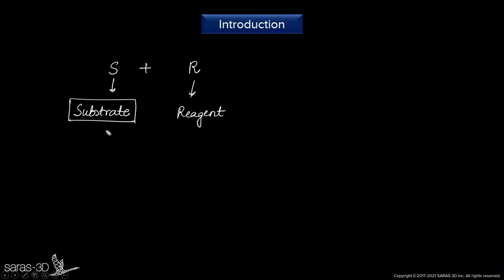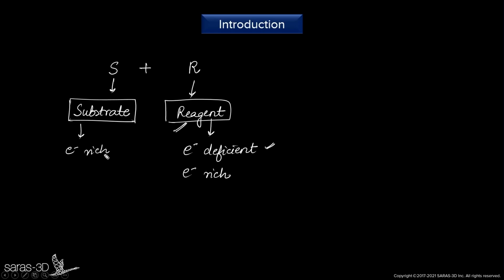So we have two substances here, which are substrate and this is reagent. Now, the substrate is a molecule which is being attacked in a chemical reaction, and reagent is going to be the molecule that is going to act as attacking species. It means this reagent is going to attack on the substrate. Now, this reagent can be electron deficient and it can also be electron rich. Alright, so if this reagent is electron deficient, then the substrate should be electron rich. And if this reagent is electron rich, then in that case, substrate should be electron deficient.